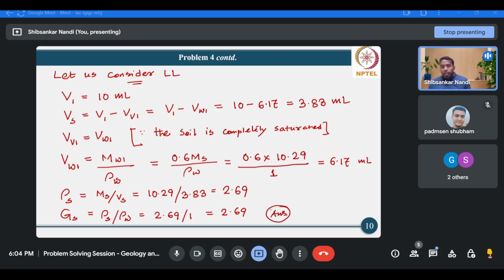So 6.17, this is the volume of water at liquid limit. So the volume of solid will be 10 minus 6.17, that is 3.83 ml. So rho s would be ms by Vs, that is 2.69. So GS would be rho s by rho w. So it's again 2.69. Now you can ask me why we are considering only the liquid limit condition.